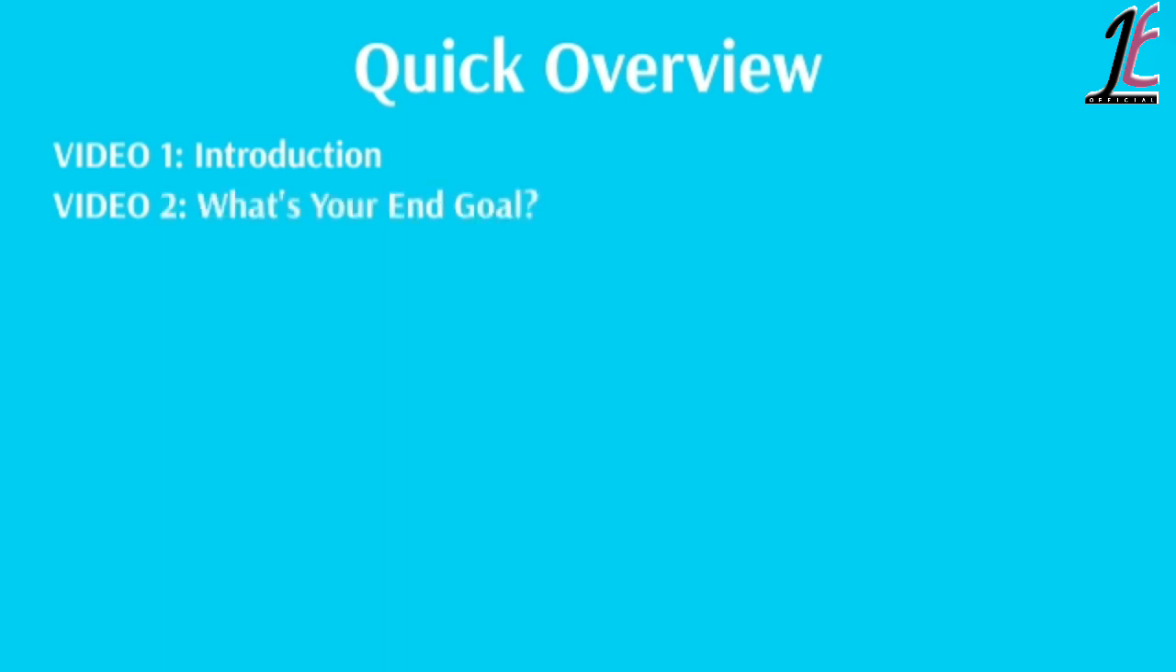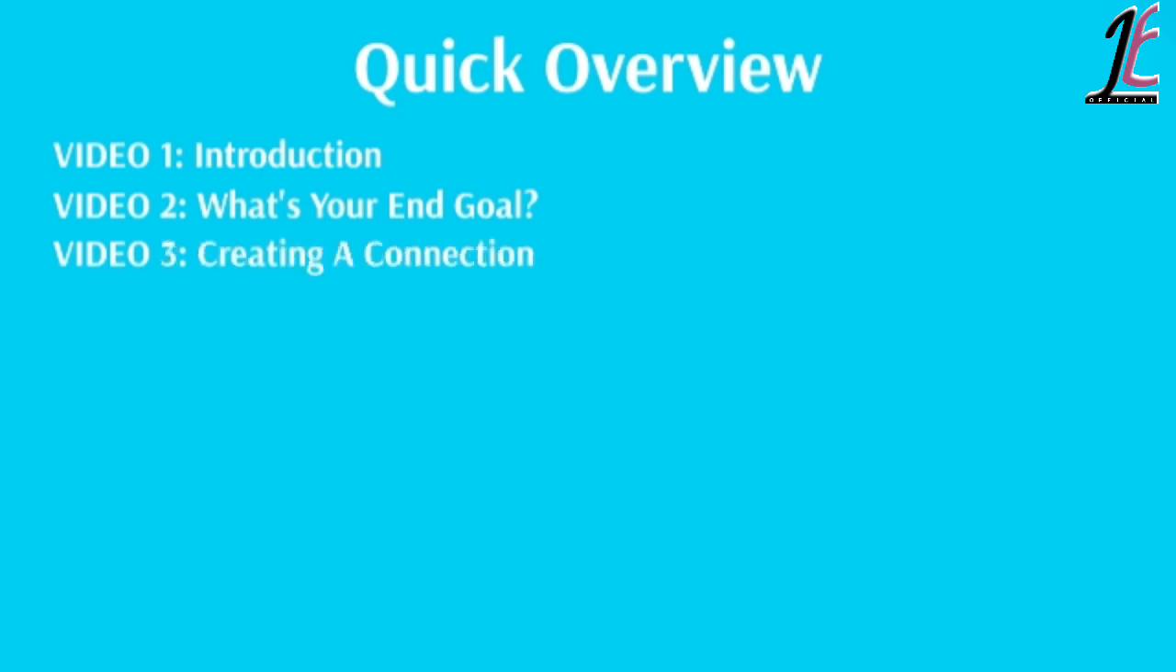So here's a quick overview of what's inside this video course so you know exactly what to expect. And that way, when you're able to piece everything together, you're going to be able to implement it at a faster rate. So obviously, this is video number 1. Video number 2, we're going to talk about what's your end goal. And the reason why this is important is because if you don't have an end goal, you don't know exactly what you're trying to achieve, then you're not going to be able to build the list correctly, right?